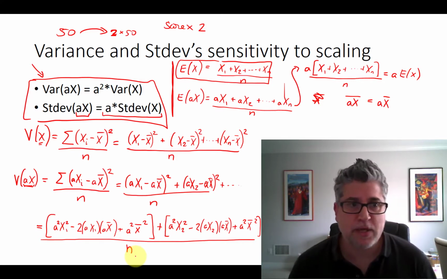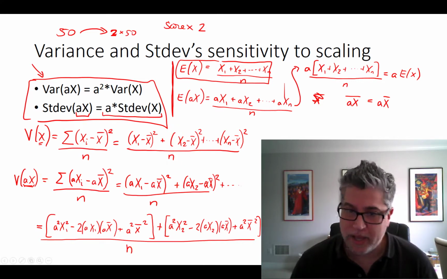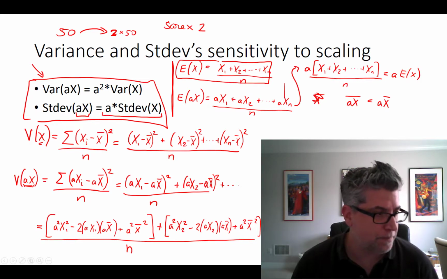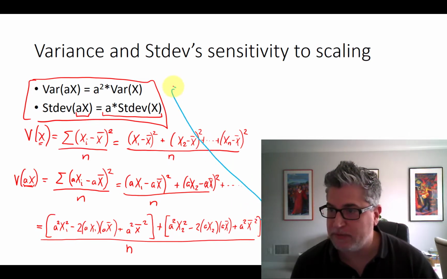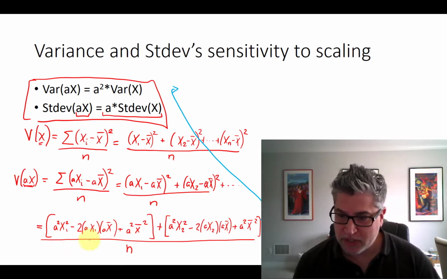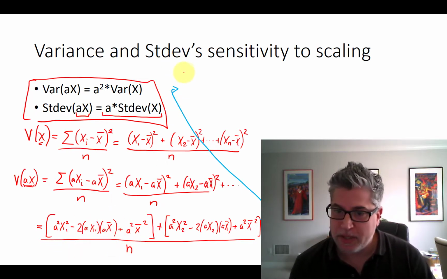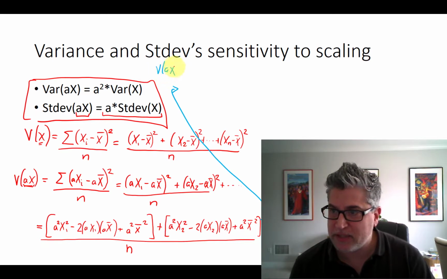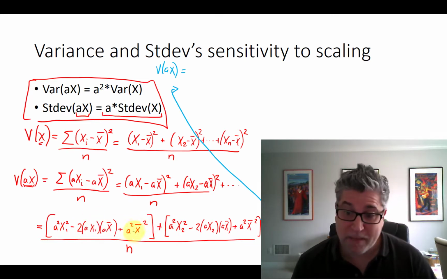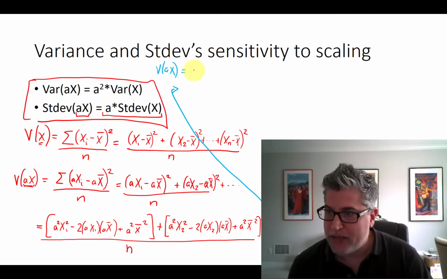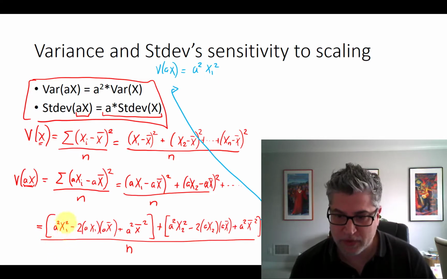Let me clean some space on my little board here, and then we'll continue. Okay, so I've cleaned off my whiteboard. Let's continue working. Switch colors too, just to try to keep this stuff separate. So we're still trying to simplify this, that the variance of ax is now equal to this gnarly thing. I'm going to multiply this out and then try to combine some terms. So we have a squared x1 squared. That was this first term.